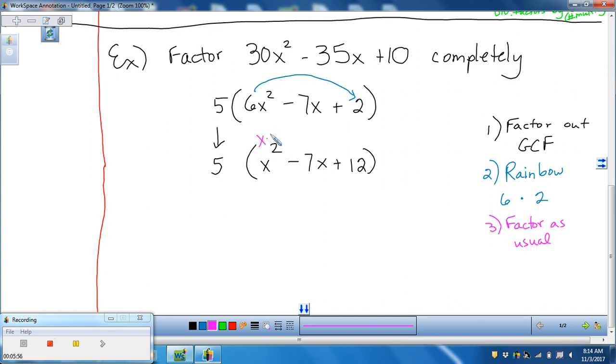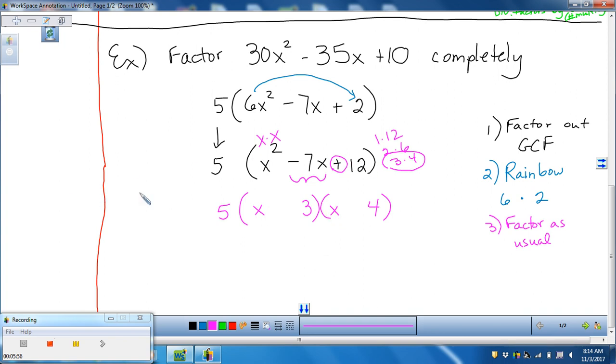Factor pairs for x squared are x and x. Factor pairs for 12 are 1 and 12, 2 and 6, 3 and 4. And we need the pair that's going to add to equal 7. So we're going to use the 3 and the 4. Now we continue factoring. We have x and x as our first terms. We have 3 and 4 as our last terms.